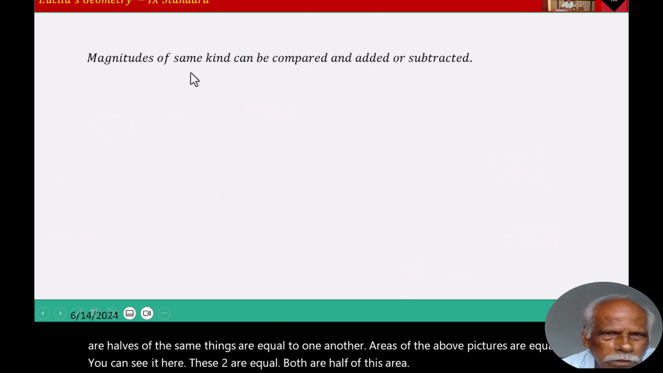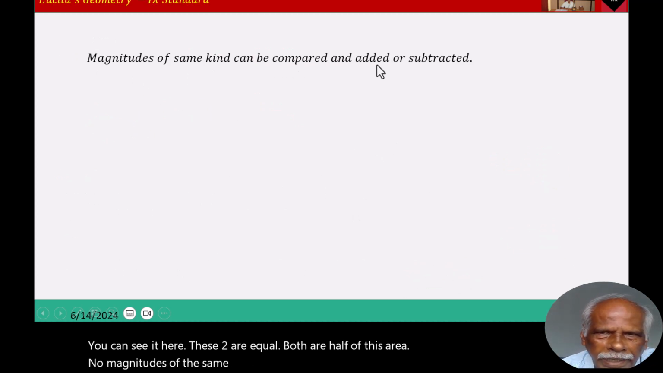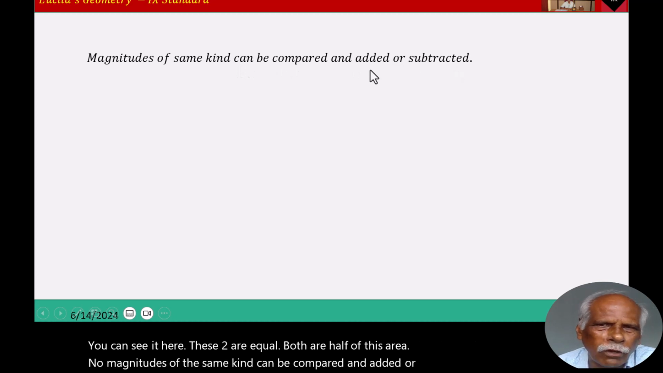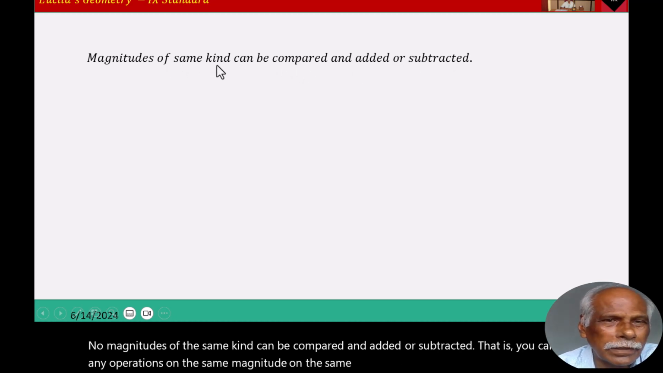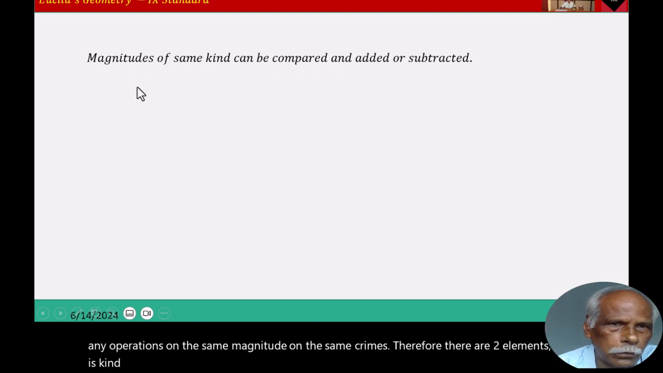Now, magnitudes of the same kind can be compared and added or subtracted. That is, you can do any operations on the same magnitude, on the same kinds. Therefore, there are two elements. One is kind, another is magnitude.